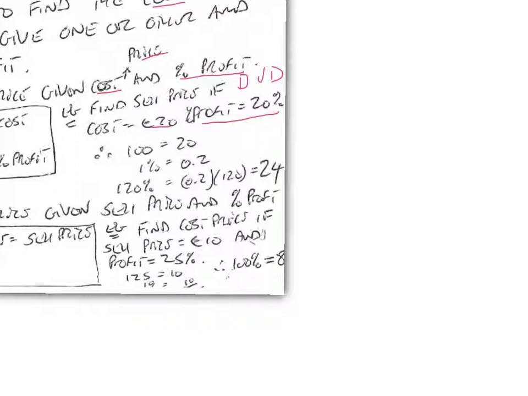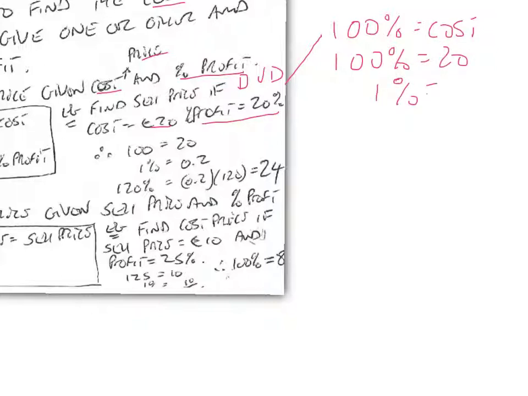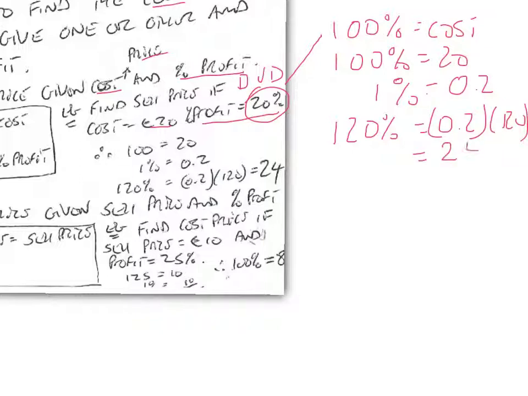So for the problems where you're given the cost, you always let 100% equal cost price. So in this instance, 100% would be equal to 20. So 1% would be equal to 20 divided by 100, which is 0.2, and our selling price would be equal to the 100 plus the 20%, so it would be 120%, and that would be equal to 0.2 times 120, and that would be equal to 24.